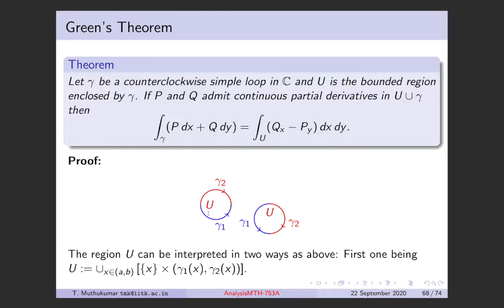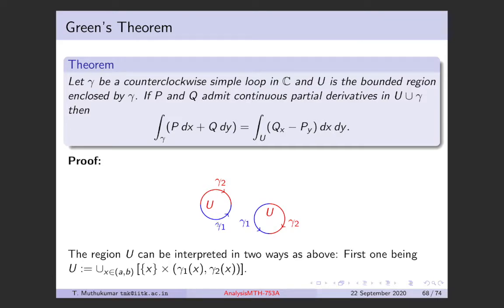That is, I can think of this as the union over all the vertical lines for each horizontal point, right? Or I can think of this same set as the union of all horizontal lines, for each point on a vertical line, right?